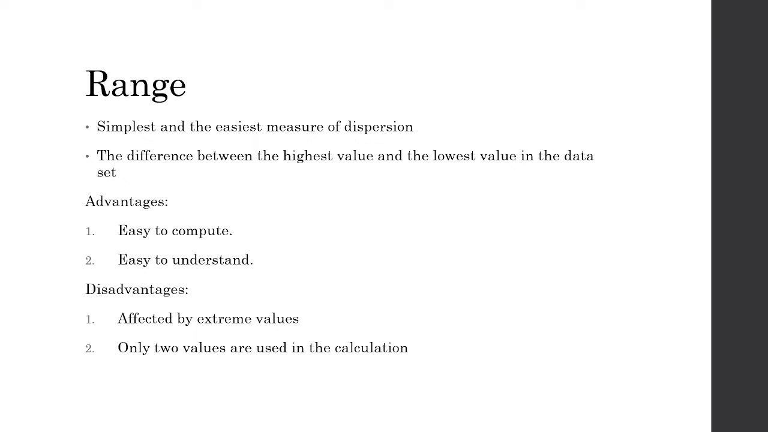It is the simplest and the easiest measure of dispersion. We already encountered range when we talked about frequency distributions. We use range to calculate the class interval for our frequency distribution. Range is the simplest and the easiest measure of dispersion. You just need to locate the highest value and the lowest value in your data set. Then you just need to get their difference, and voila, you're done with your computation of range.